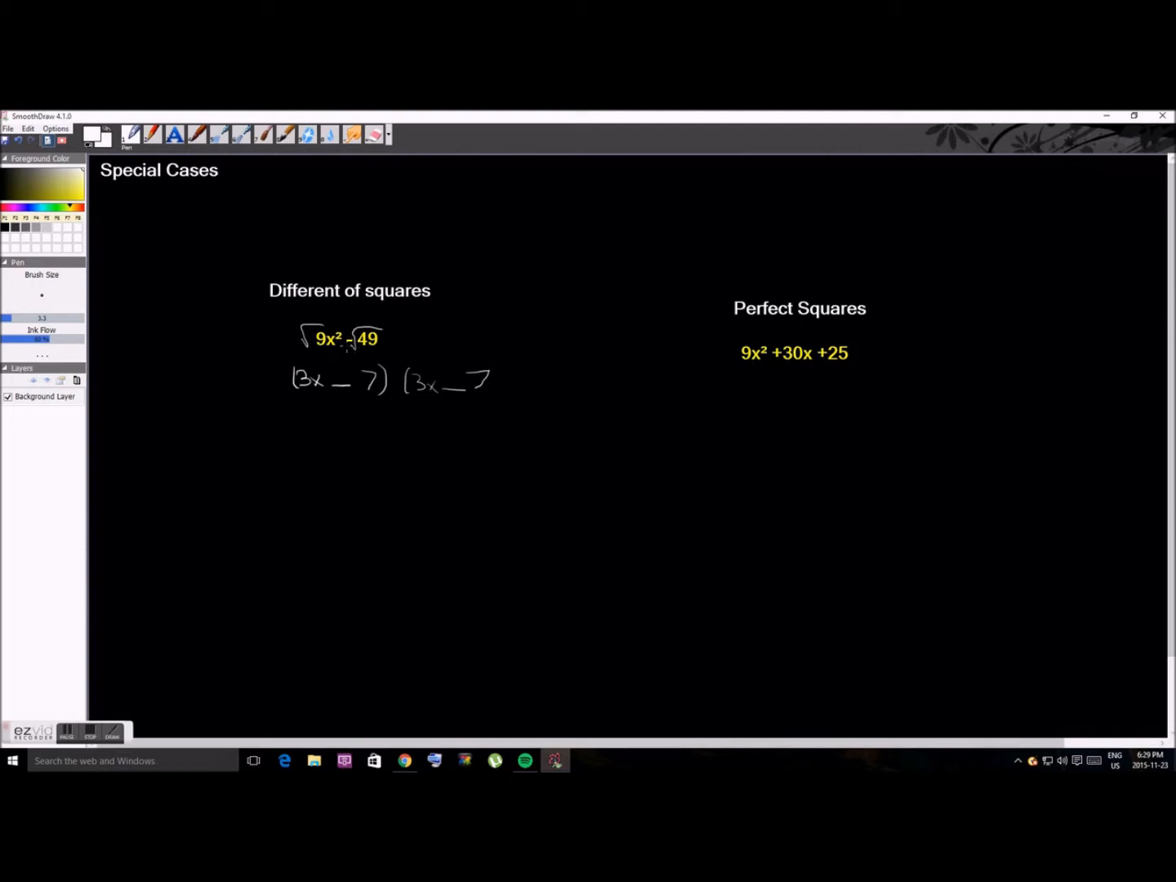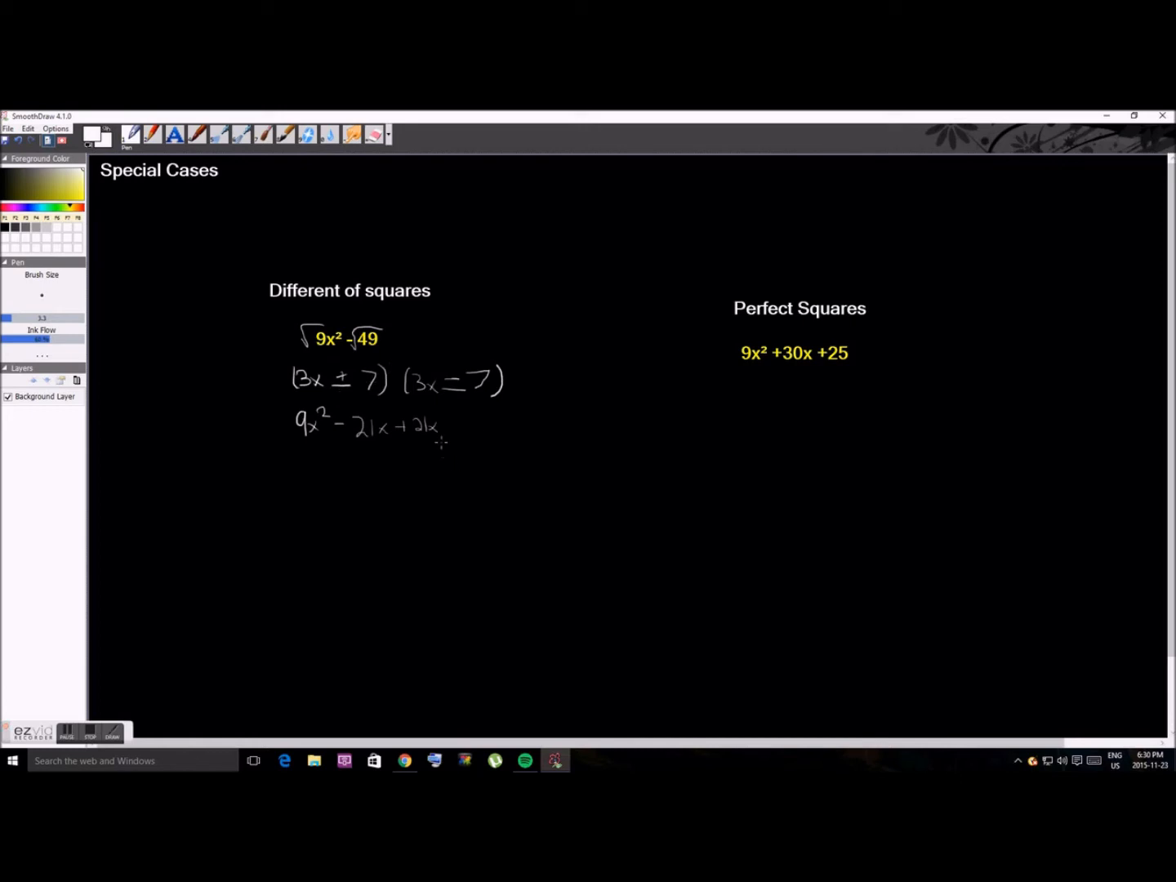If you want to check your work, you can do that by expanding. So let me just do that real quick. 9x squared, x, okay, negative 1, equals negative 49. Okay, now when we cancel that out, these are going to cancel out because that's a positive and that's a negative and that's a positive. And we are back to what we left off with.